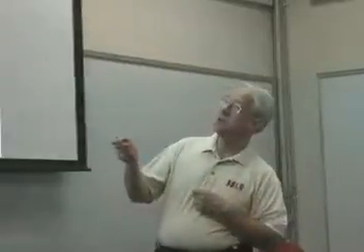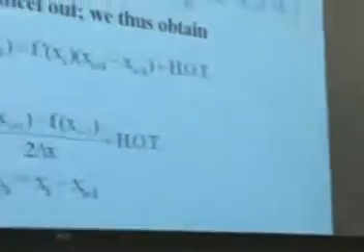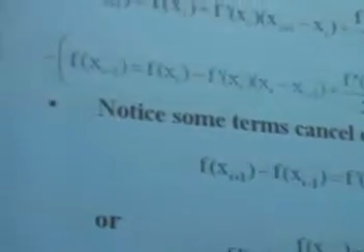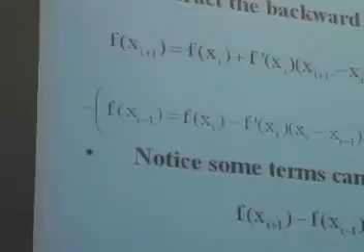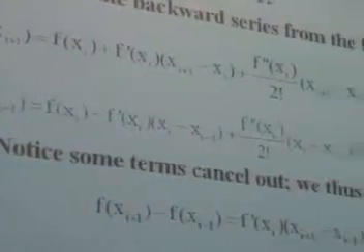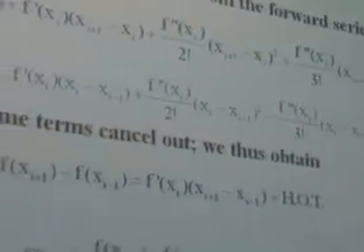Okay, what's a central difference? We have a forward difference, we have a backward difference. We need to know what a central difference is. What you do is you subtract the backward difference from the forward difference. This is the forward difference. That's the backward difference. I subtract this from this. What's going to happen when I do this? All the odds are going to come out.